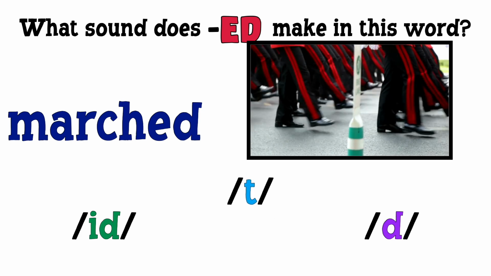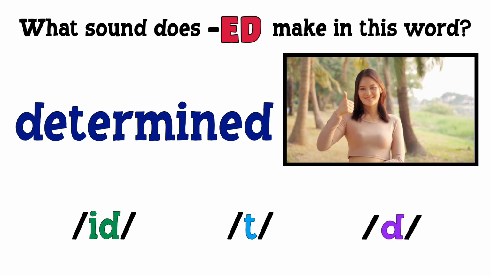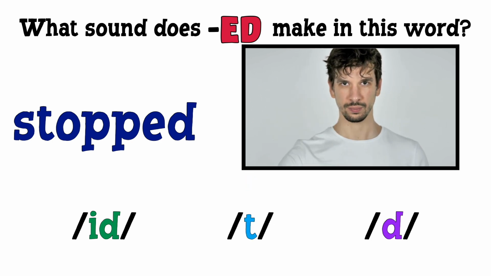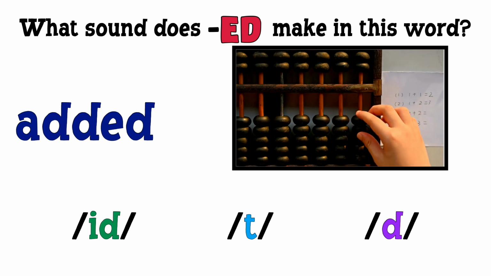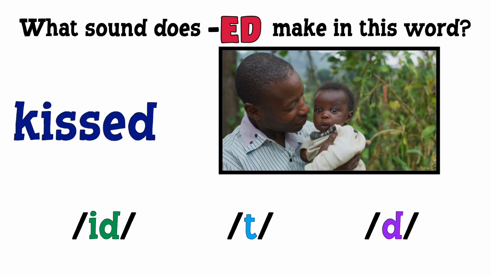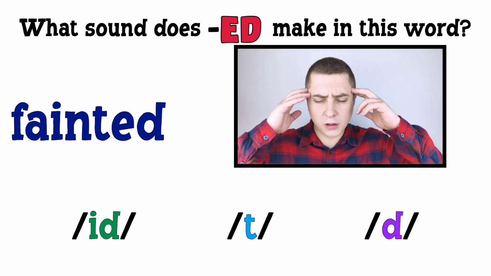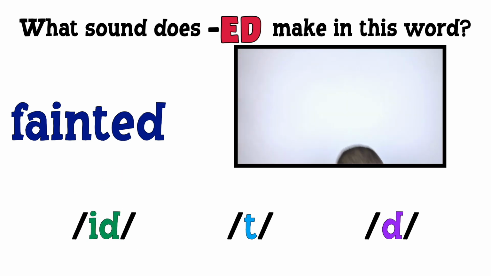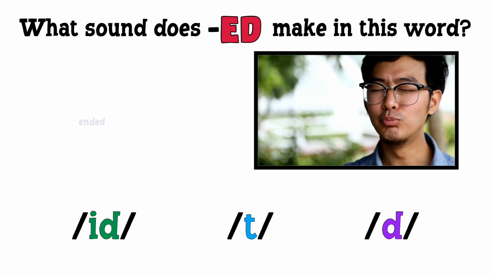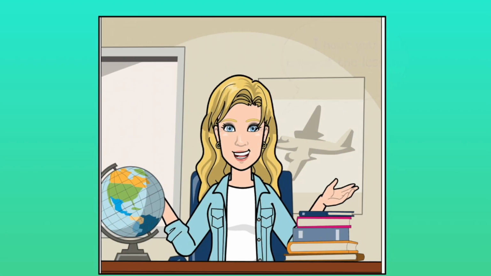Marched, t, marched. Determined, d, determined. Stopped, t, stopped. Added, id, added. Kissed, t, kissed. Fainted, id, fainted. Munched, t, munched. Ended, id, ended. So how did you do?